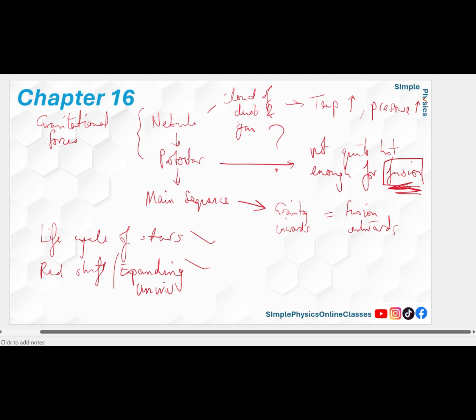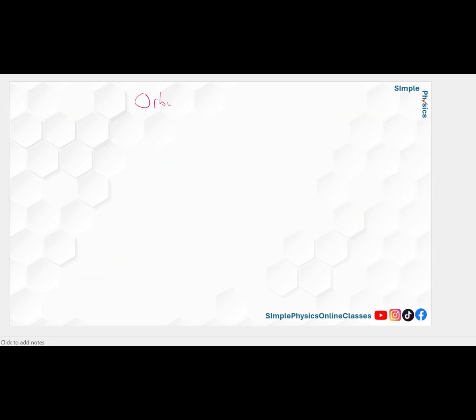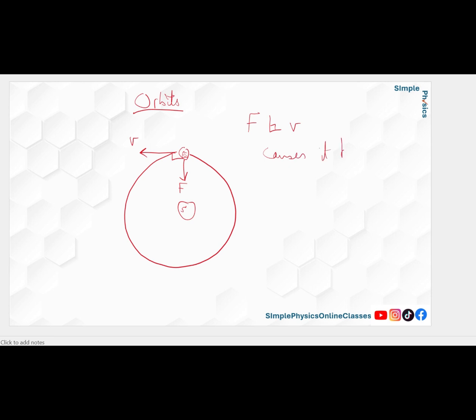Okay. The other thing they haven't asked, a bit surprising, is orbits. Okay, orbits. What do we need to know? Let's say you got the sun. Okay, got the Earth. Why did the Earth move in circular motion? There's a force of gravity inwards. Okay, so the force of gravity in right angles. So the force is perpendicular to the velocity or the speed. Therefore, it causes it to move in a circle.